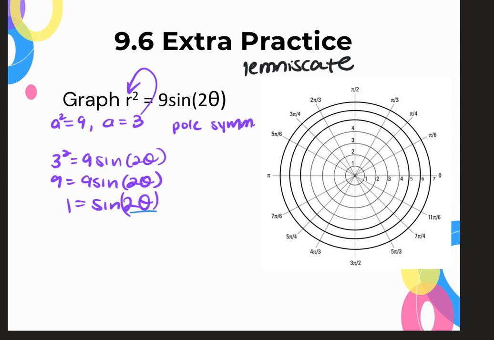Before I can get to the theta, I've got to get rid of this sine. So where is sine 1? Pi over 2 would equal 2 theta, and then I would divide both sides by 2, or multiply by a half, and I get theta equals pi over 4. Now I know where that loop happens. I go pi over 4, 3, and I make my loop, and then this is an infinity shape, so I go the other direction, 3, and I make my loop, and that's it.